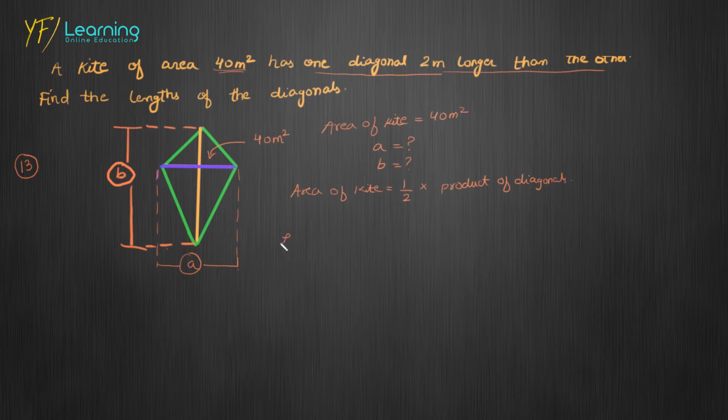So let one diagonal length be x meter, then the other diagonal length be x plus 2 meter. Why is it x plus 2 meter? Because it is given in the question that one diagonal is 2 meters longer than the other. So if the first diagonal is x meter, then the other diagonal length should be equal to x plus 2.